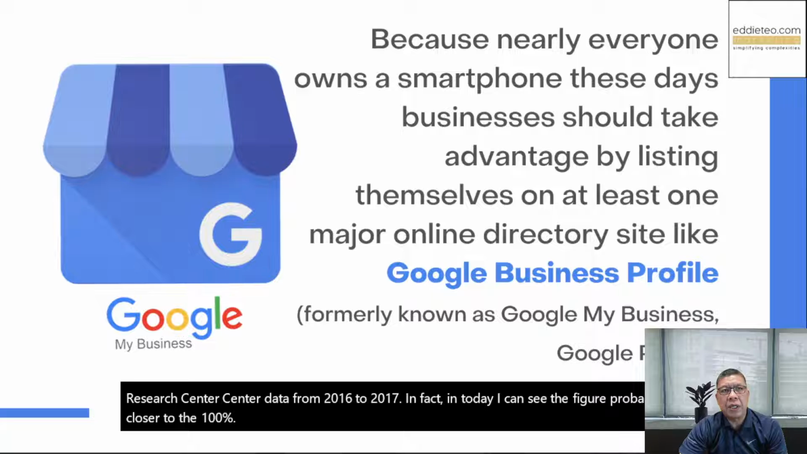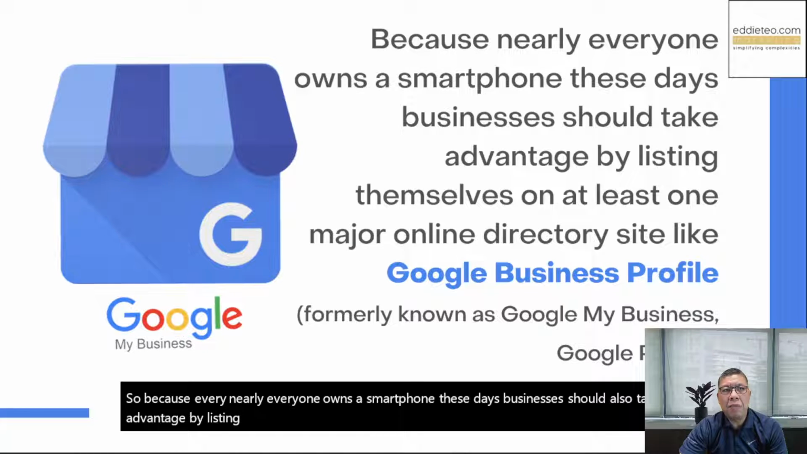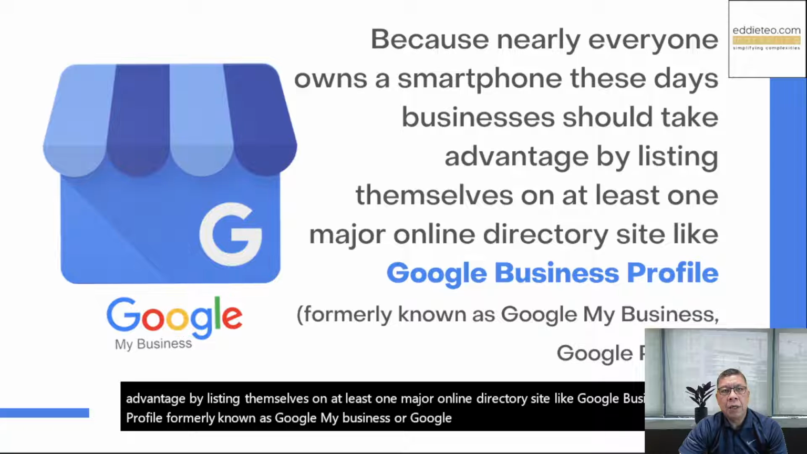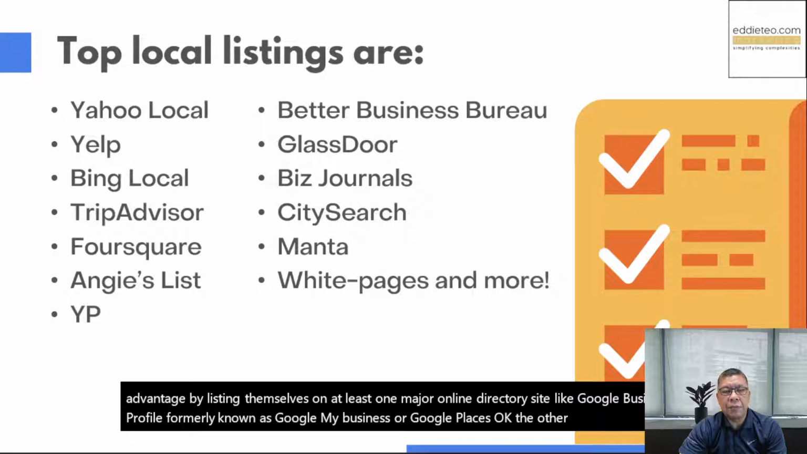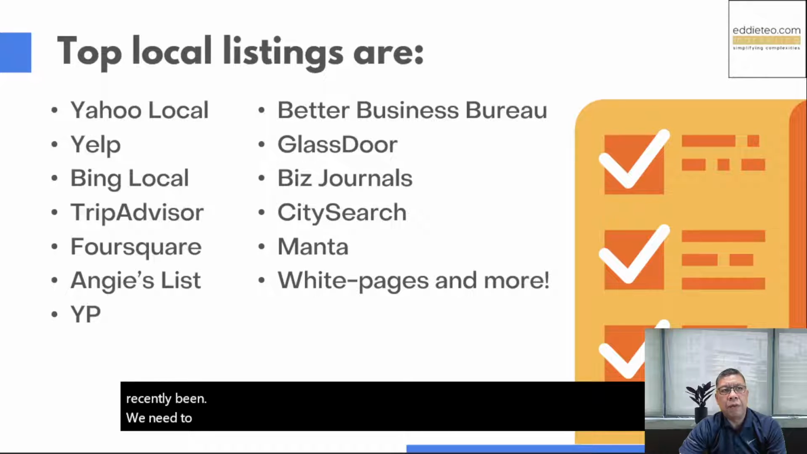Okay, so because nearly everyone owns a smartphone these days, businesses should also take advantage by listing themselves on at least one major online directory site like Google Business Profile, formerly known as Google My Business or Google Places. Okay, the other top local listings, depending on which country you're from, include Yahoo Local, Yelp, Bing Local, which has recently been renamed to Bing Places, TripAdvisor, Foursquare, Angie's List, Yellow Pages, Better Business Bureau, Glassdoor.